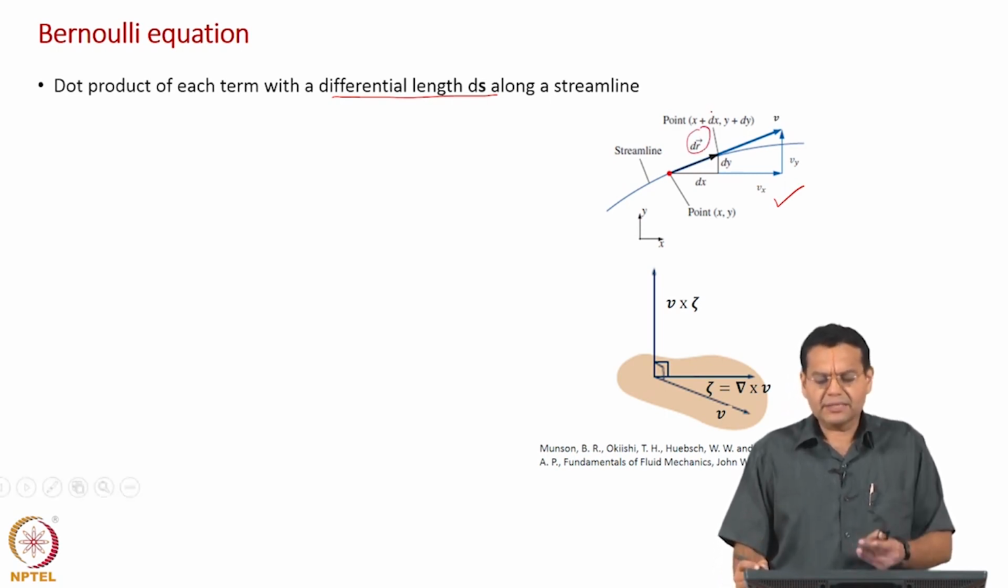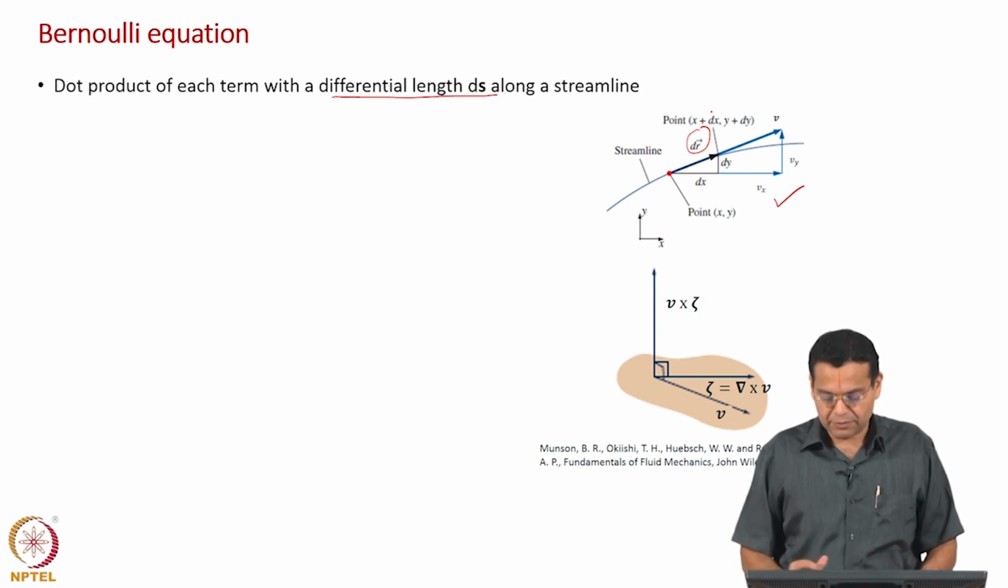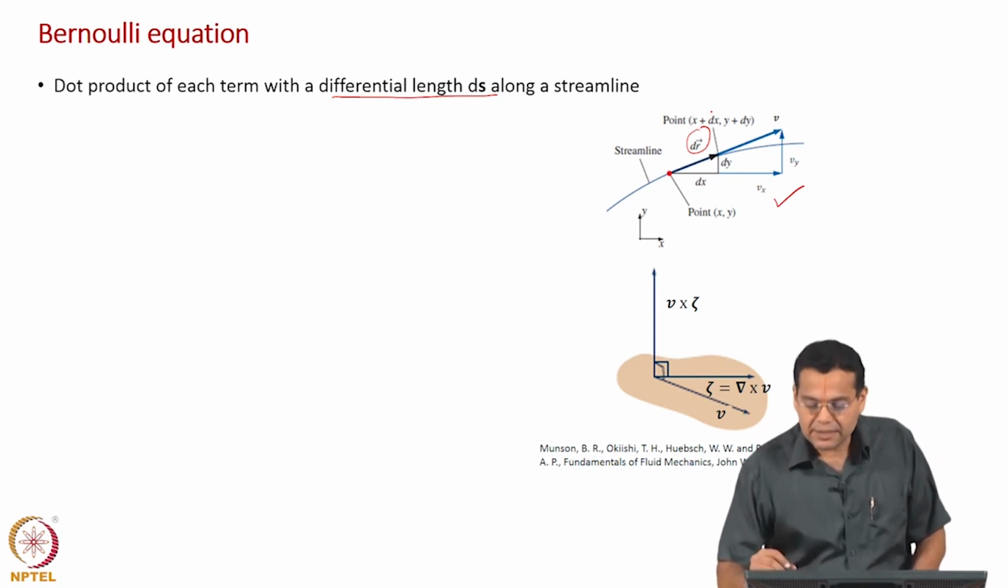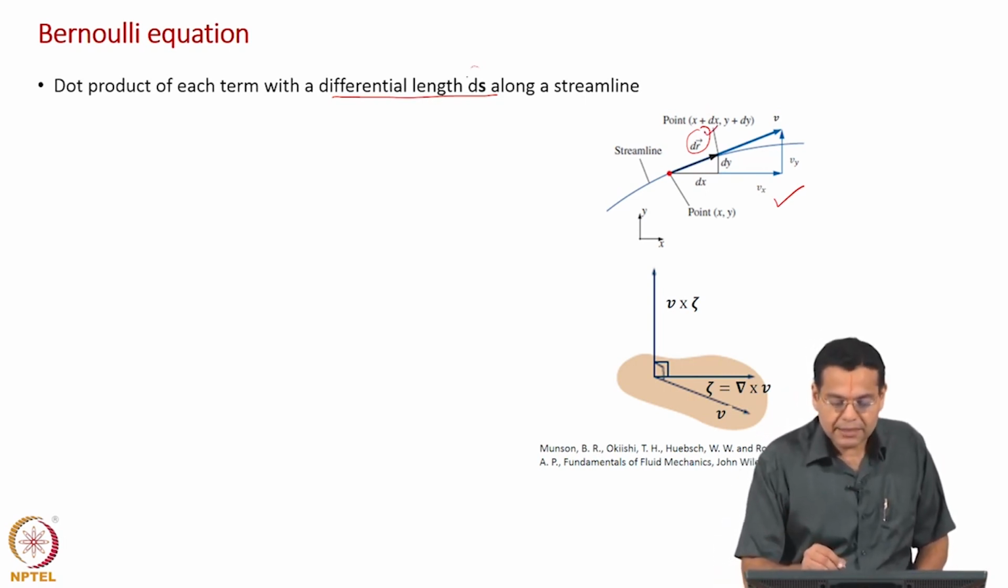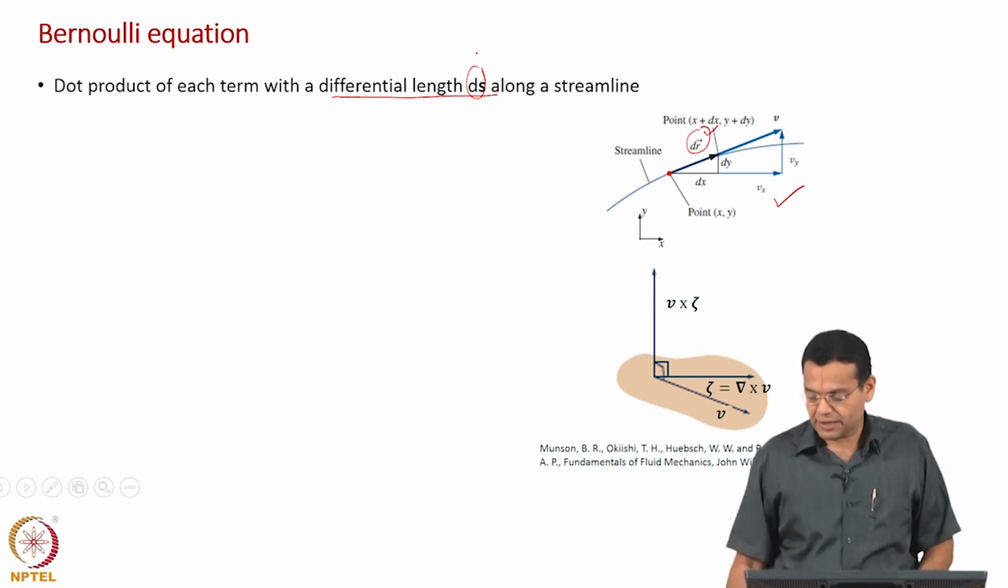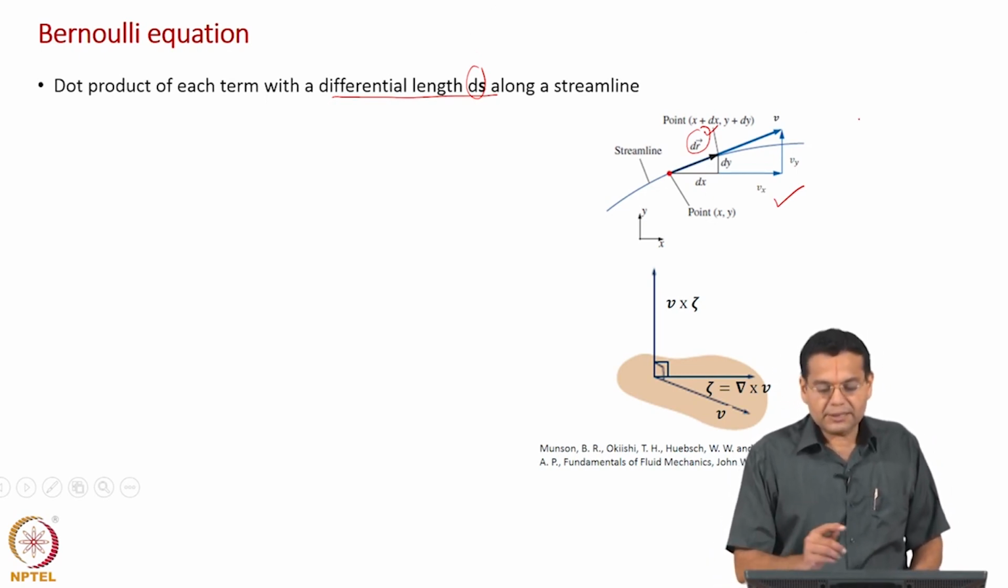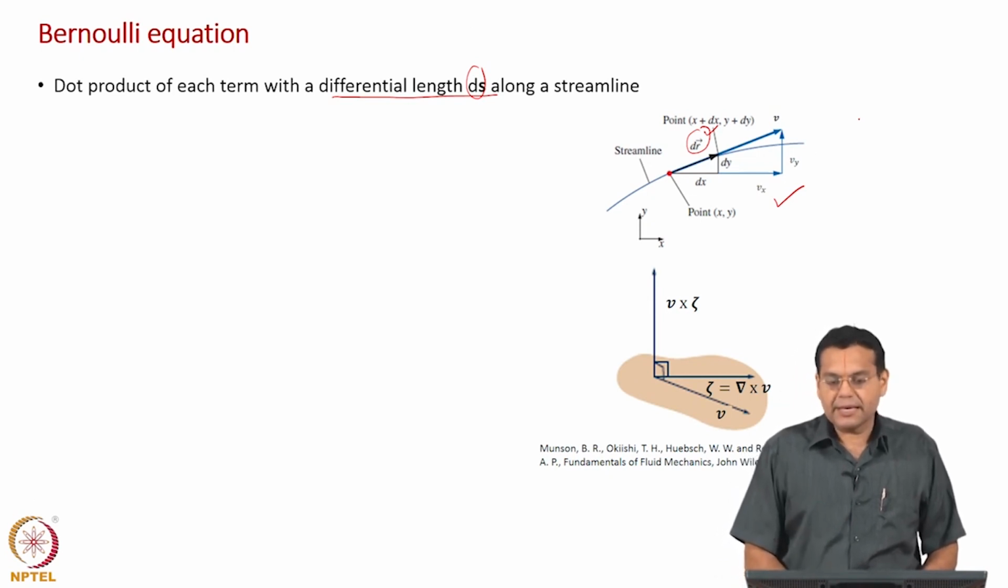Now, we are using ds vector because I am following the derivation from this book, Munson, and s can also mean s vector along this streamline. This dr vector and this ds vector both have the same physical significance, only the nomenclature is different. Now, because it is a differential length, it is tangent to the streamline. So, the velocity vector is along the ds vector.